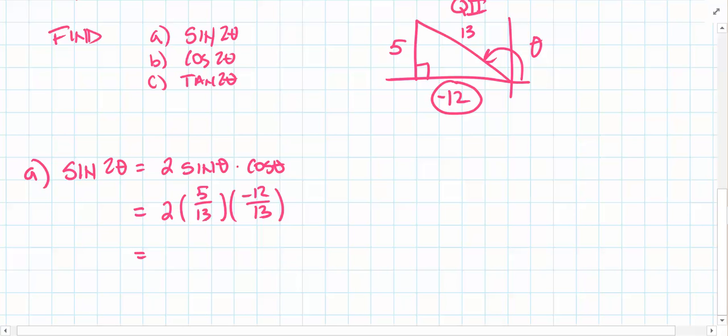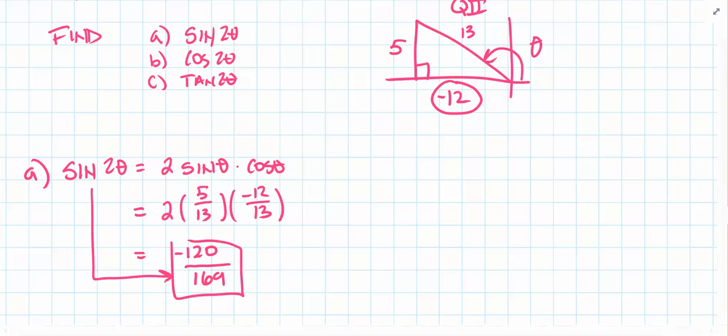2 times 5 gives me 10, times negative 12 is negative 120, all divided by 13 times 13, which is 169. Therefore, the exact value for sine 2 theta turns out to be negative 120 over 169. Straightforward plug and chug. Not very interesting, I agree, but nonetheless, part of our curriculum, we can get it done.